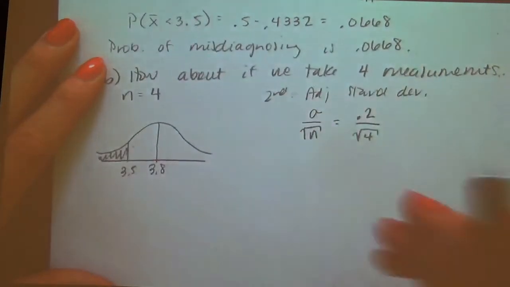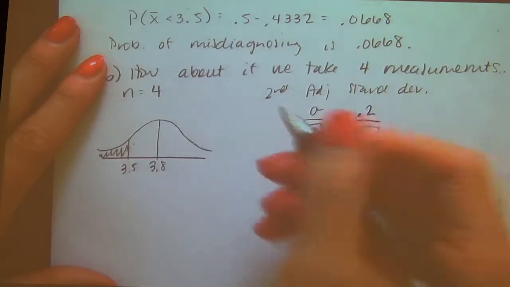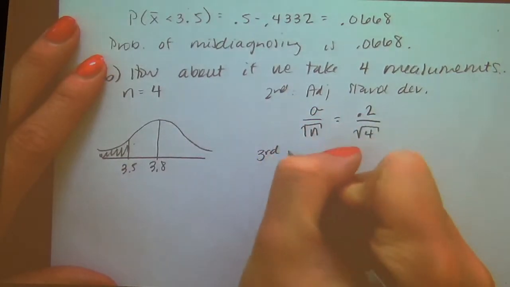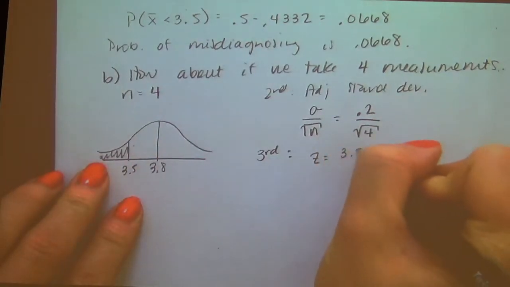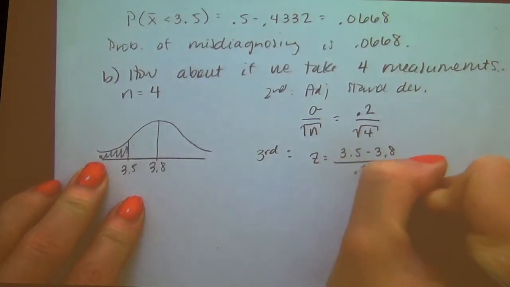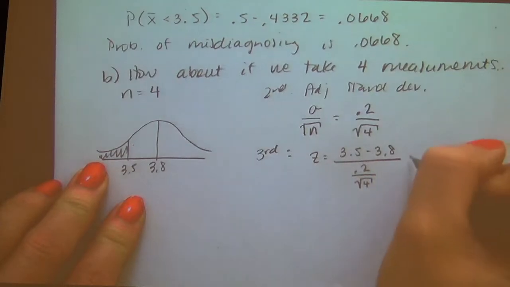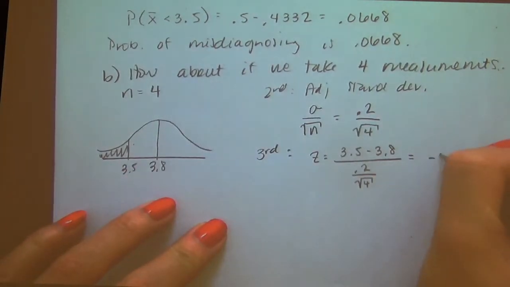Either way, we've adjusted the standard deviation, and now I want to carry through my z-score calculations just like I did before. So I have z equals 3.5 minus 3.8 divided by my adjusted standard deviation, 0.2 over root 4. If you pop that into your calculator, you should get -3. Now I need to look that up.